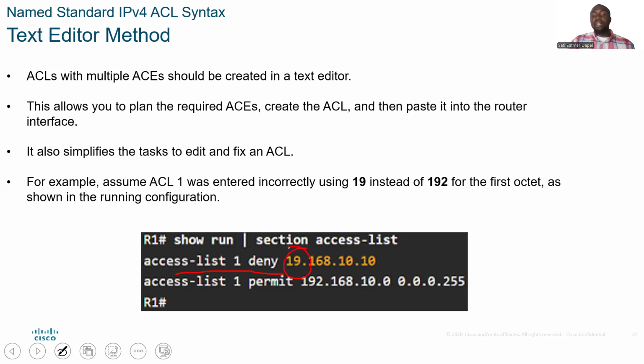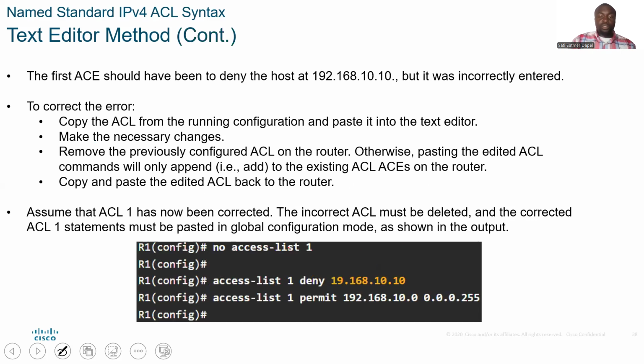All right, so that's an error. That's an error, and 19 is a valid IP address. It's a valid IP address. So what do you do in this particular case? You will have to make corrections. Okay, you have to make the corrections.